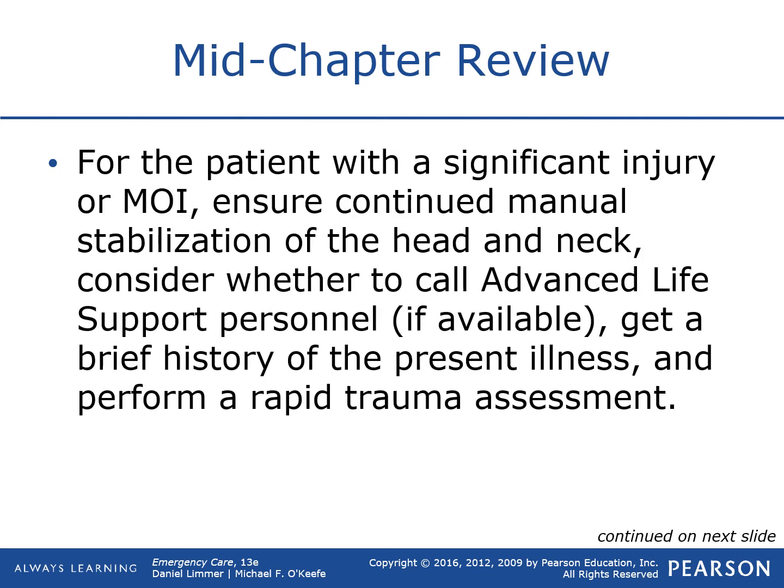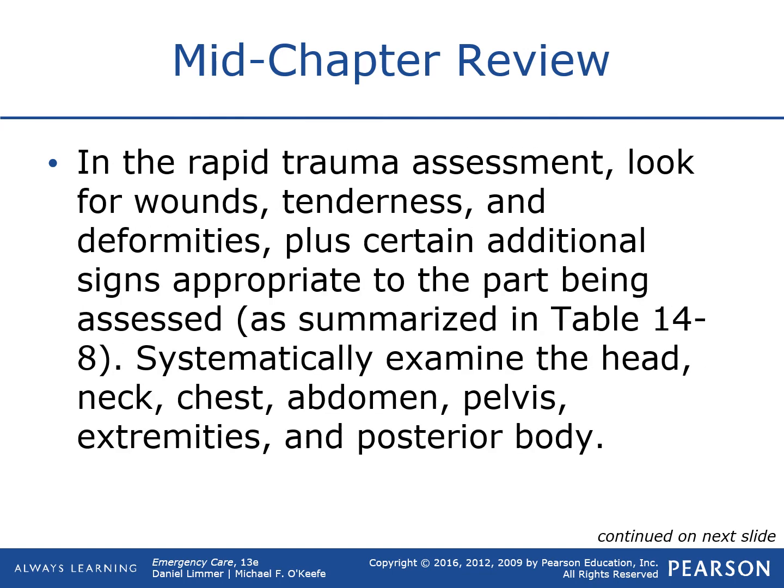For the patient with a significant injury or mechanism of injury, ensure continued manual stabilization of the head and neck. Consider whether to call advanced life support personnel if they're available, and get a brief history of the present illness, then perform your rapid head-to-toe trauma assessment. While you're doing your trauma assessment, look for wounds, tenderness, deformities, plus certain additional signs appropriate to the part being assessed. Look for your DCAP-BTLS. Systematically examine the head, neck, chest, abdomen, pelvis, extremities, and posterior body.